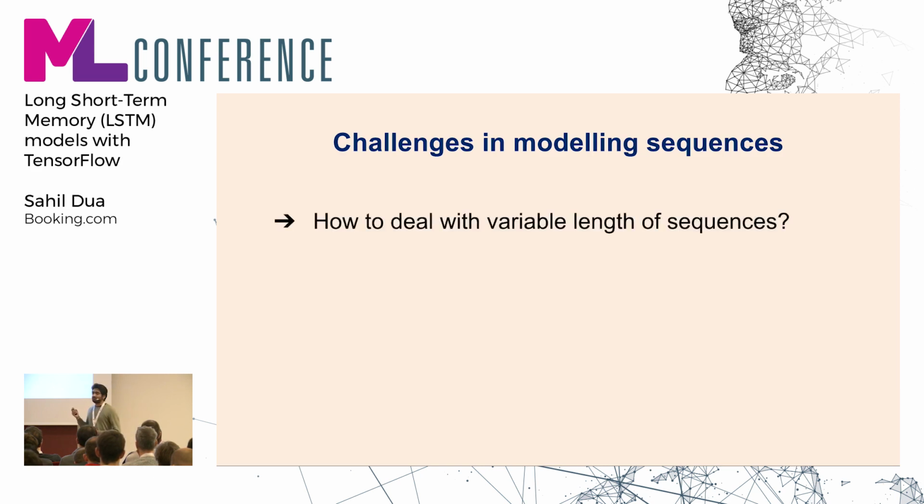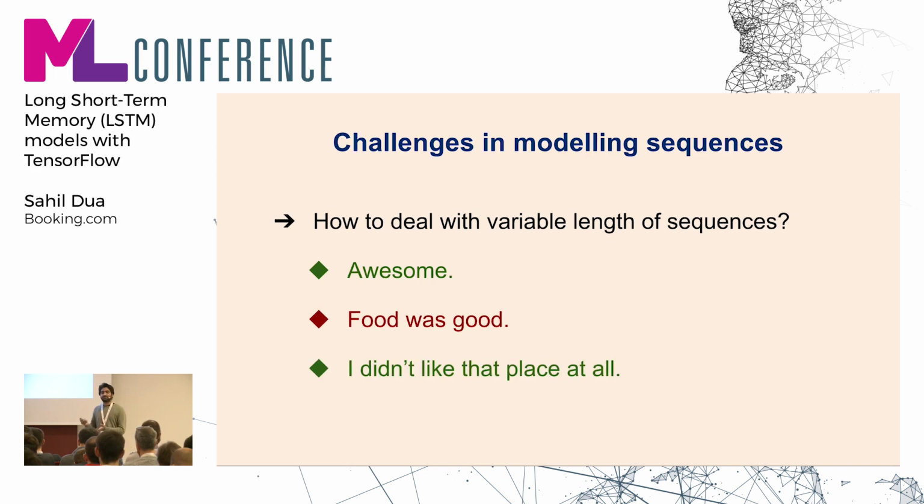Another one is how do we deal with variable length sequences, and this is one of the problems we tackle a lot when we work with LSTMs. We have a lot of sentences like "awesome," "food was good," "I didn't like that place at all." Most sentences in English are going to be of variable length. So we can't really build a model which takes a fixed length. We have to do some sort of padding or truncation to make sure that all the sentences are of the same length, so that we can easily process them as a whole.